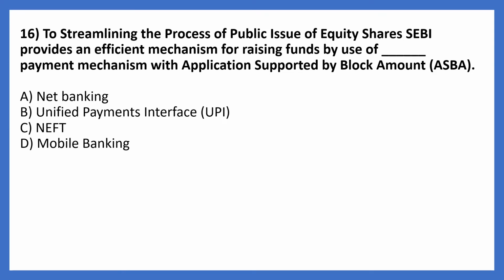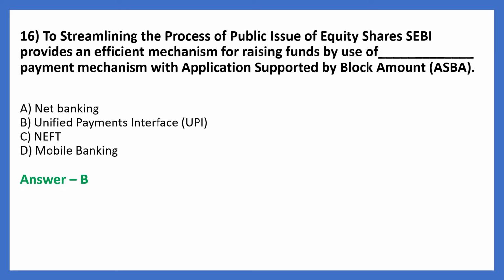Option A, net banking. Option B, unified payments interface. Option C, NEFT. And option D, mobile banking. The correct answer is option B, unified payments interface.